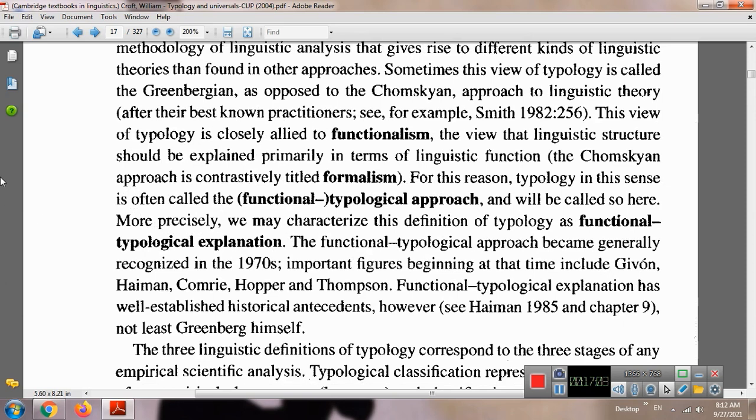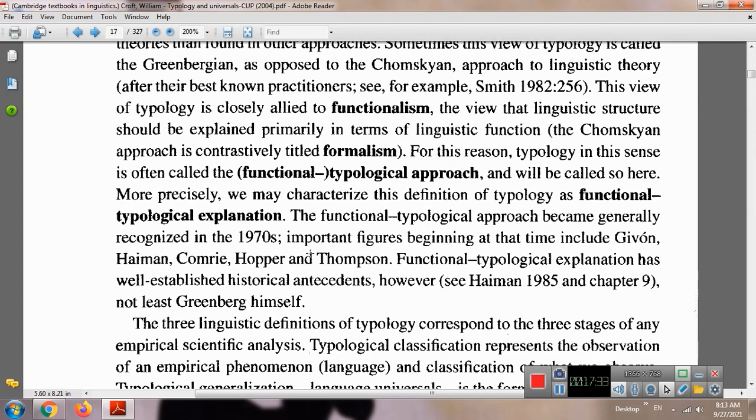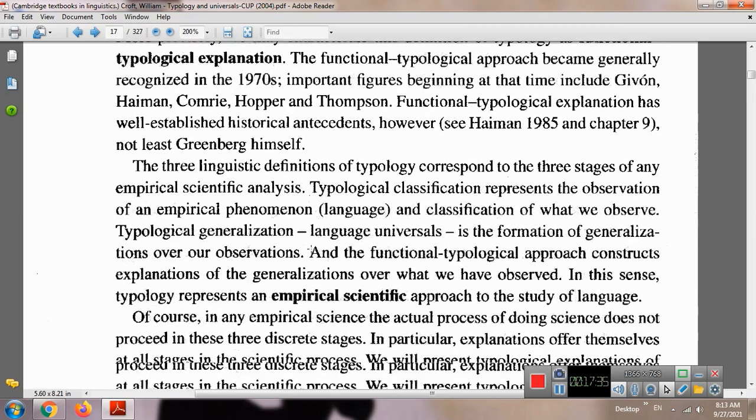More precisely, we may characterize this definition of typology as functional typological explanation. The functional typological approach became generally recognized in 1917. Important figures beginning at the time include Givón, Hammond, Comrie, Hopper, and Thompson. Functional typological explanation has a well-established historical antecedent, not least Greenberg himself.